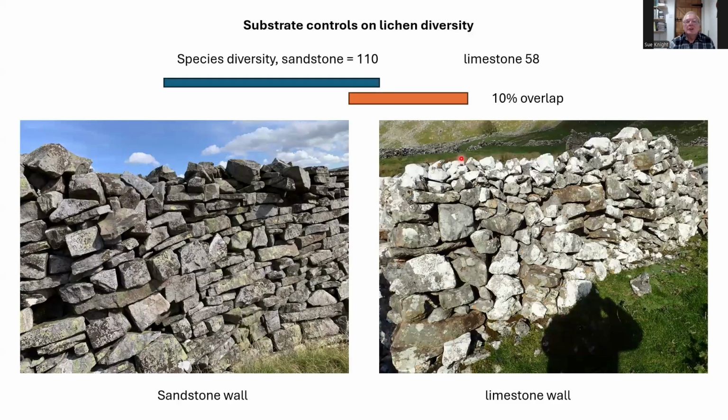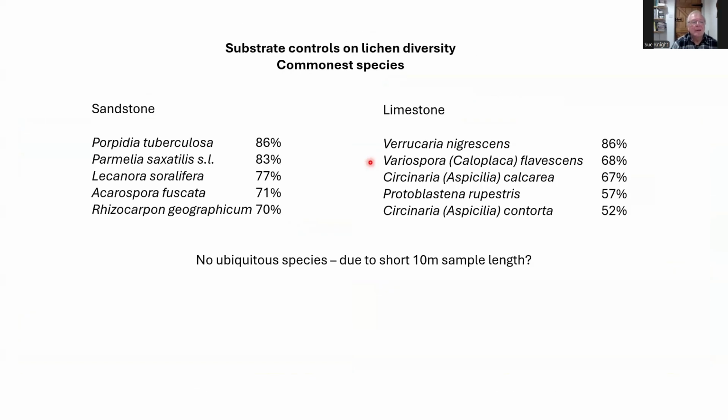However, the biggest control on lichen diversity was the substrate itself, whether you were talking about a sandstone wall or a limestone wall. But remember that many walls actually contained a mixture of both. On the sandstones, we found 110 different species, and on the limestones, 58, with only some 10% overlap, which I've tried to show here. So basically, it's the chemistry of the wall that determines the species diversity itself.